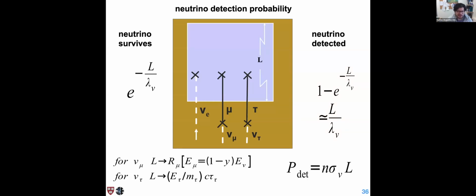For an electron neutrino, the relevant length L is the size of my detector, so I decide that. But for mu neutrinos, the length is going to be the range of the muon, which depends on the neutrino energy, or the length of the tau, which is going to be a little simpler. We'll see why that is, but that is given by that equation there. Then the probability to detect the neutrino is just going to be the neutrino cross section times the number of targets times this length. So let me start thinking about the neutrino interaction probability. It's the first element we need for this puzzle.